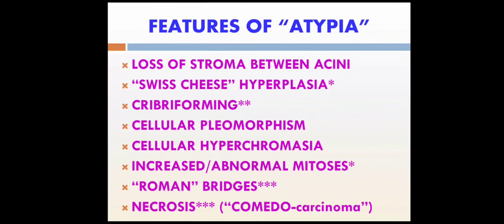So the features of atypia are loss of stroma between the acini, Swiss cheese hyperplasia, cribriform, that is the spaces or holes formation between the epithelial hyperplasia, cellular pleomorphism, cellular hyperchromasia, increased or abnormal mitosis, Roman bridges, that is the epithelial cells will grow from one circumference of the duct to the other side of the duct or acini. The necrosis is usually present in either ductal carcinoma in situ or comedo carcinoma.